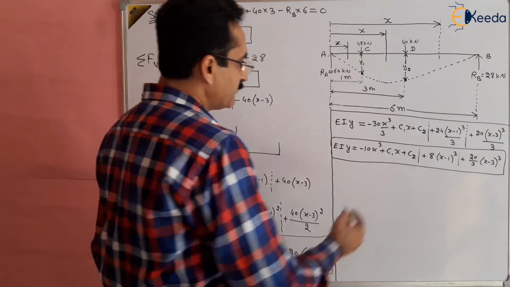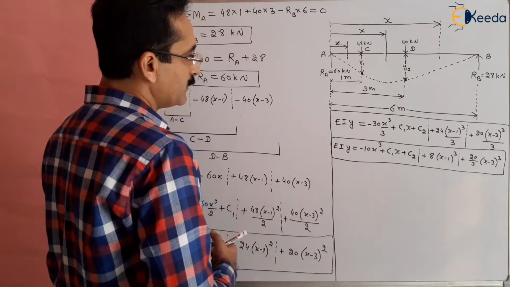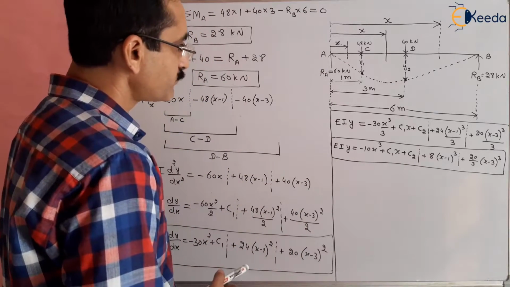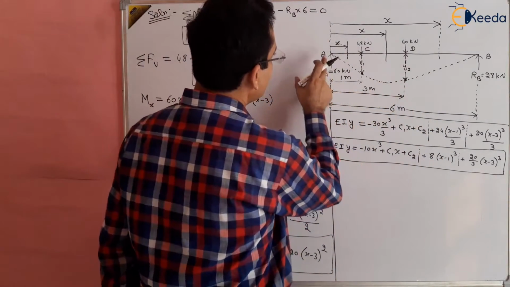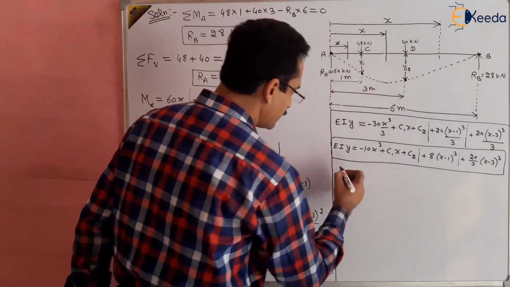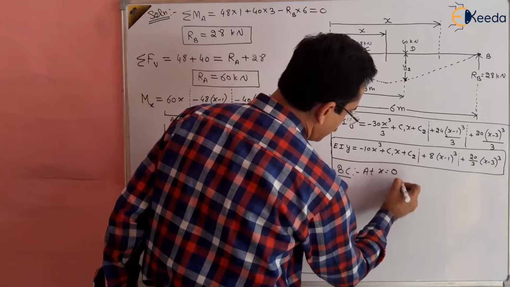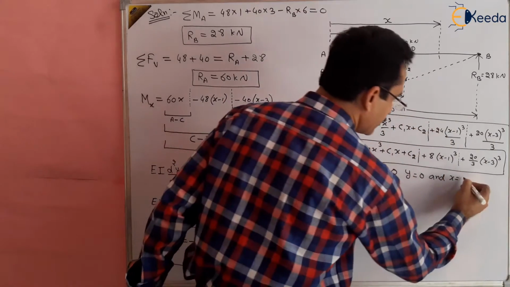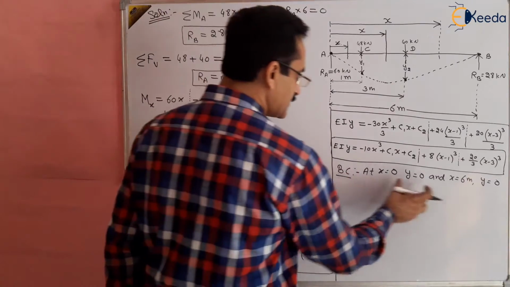Now we have to find C1 and C2. Boundary conditions will be applied to find them. How do we find the values of C1 and C2? What are the boundary conditions? We know that at simple supports there is no deflection. At point A there is no deflection and at point B there is no deflection, right? So the boundary conditions are: at x equal to 0, y is equal to 0, and at x equal to the total length, which is 6 meters, y is again 0, right? These are the boundary conditions, and they will be applied.